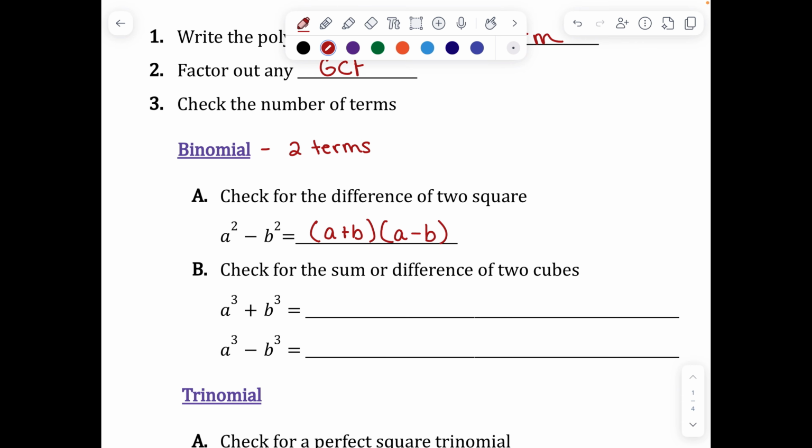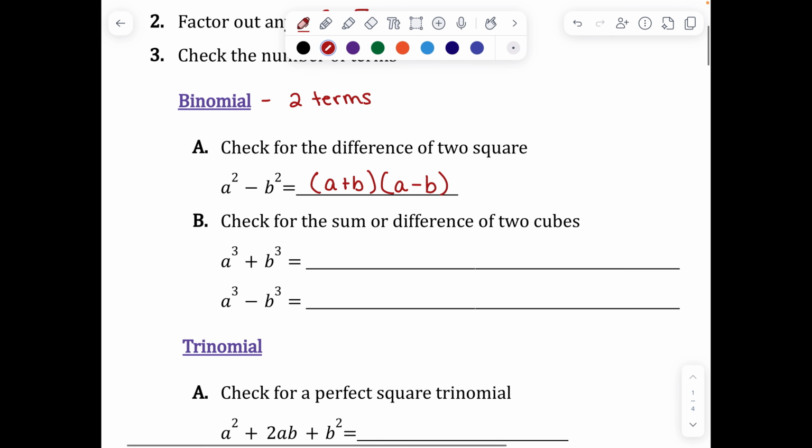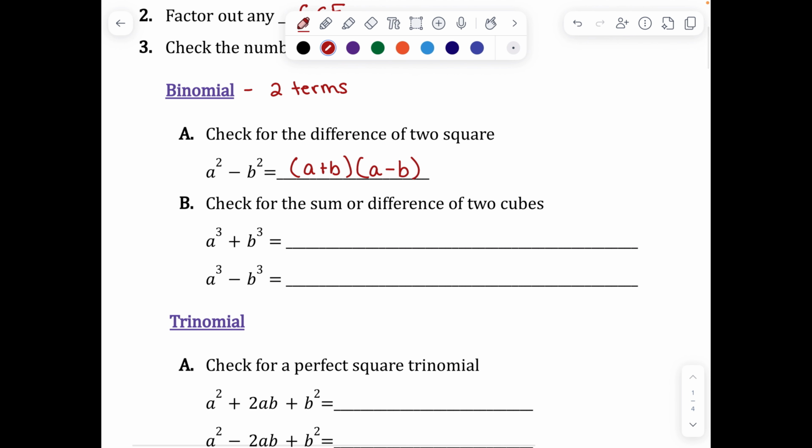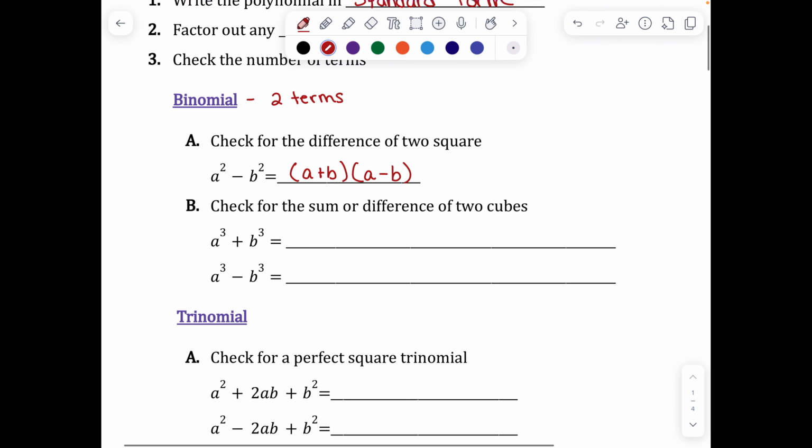If it's not the difference of two squares, then we're going to check to see if it's the sum or difference of two cubes. So that would be a to the third plus b to the third, or a to the third minus b to the third. And if we remember, our acronym for remembering the signs of this is SOAP. So same, opposite, always positive.